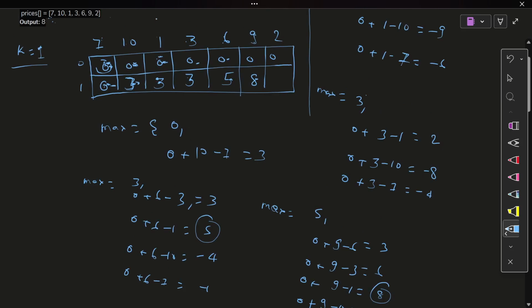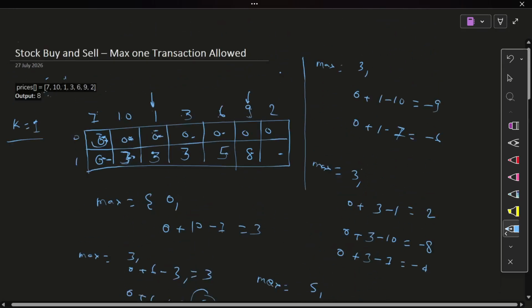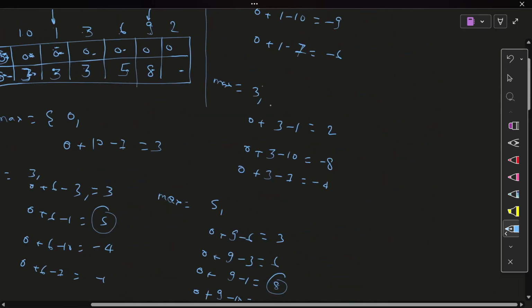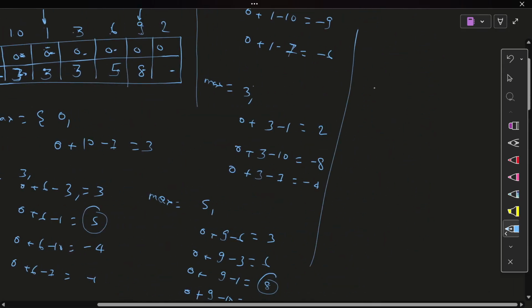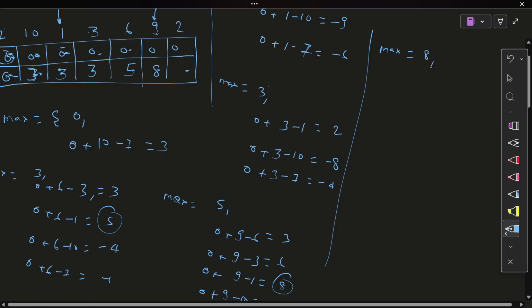So, buying at this price and selling at this price gives the maximum. Here you can find it. Okay. So, max equal to 8.